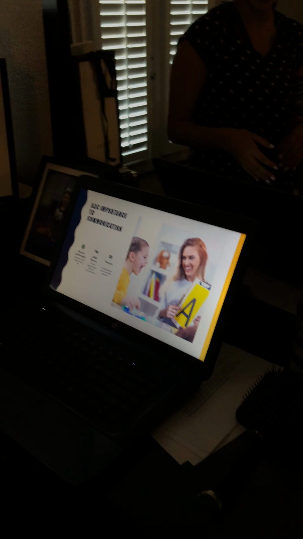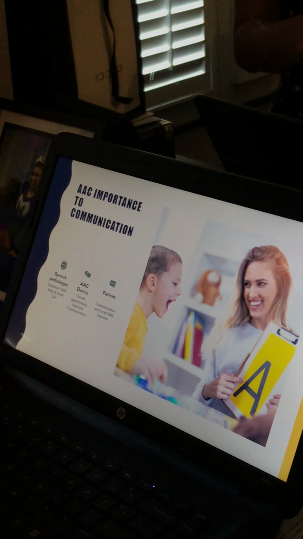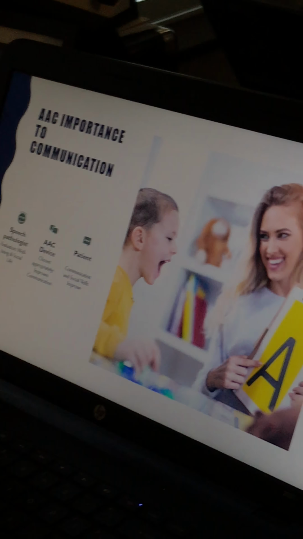Next, we're going to speak a little bit about AAC's importance to communication. Again, the AAC is the Augmentative and Alternative Communication Device.